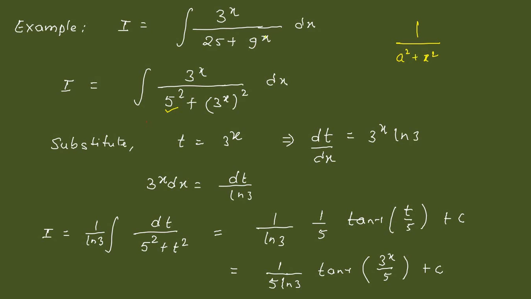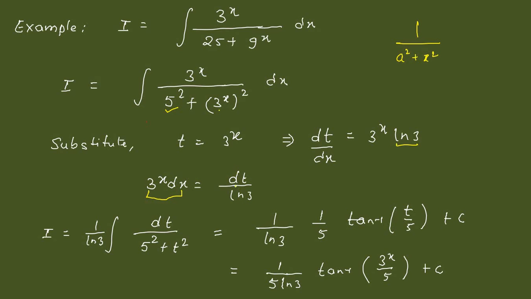Of course this 9 to the power x can be written as 3 to the power x the whole square. So this 3 to the power x can be substituted. So t is equal to 3 to the power x, and dt by dx will be 3 to the power x ln 3, and ln 3 is constant, so they can be adjusted here. So for 3 to the power x dx we will substitute dt over ln 3.